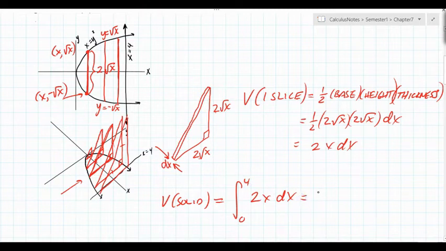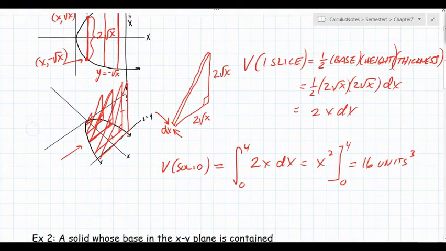And so that is x squared. Taking the antiderivative of 2x, you get x squared. From 0 to 4 is 16. And we don't have units. If we did have units, it would be whatever those units are cubed. So it's a volume, so we need cubic units. So for this volume, we get 16. Any questions?